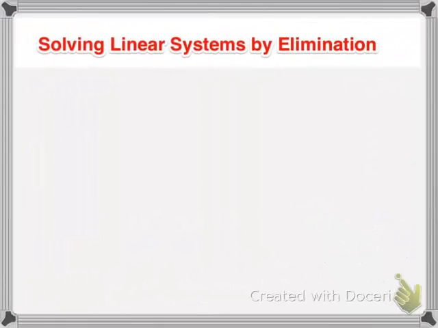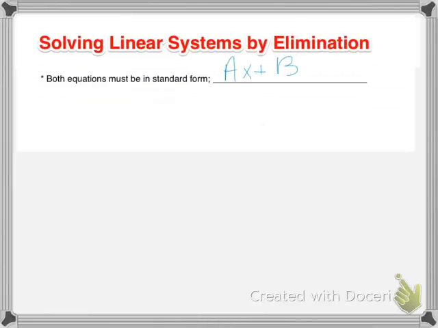Methods to solve a system of linear equations is called elimination. To use this method, both equations must be in standard form. Remember, an equation is in standard form if both the variables are on the same side of the equal sign. That is, ax plus by equals c.